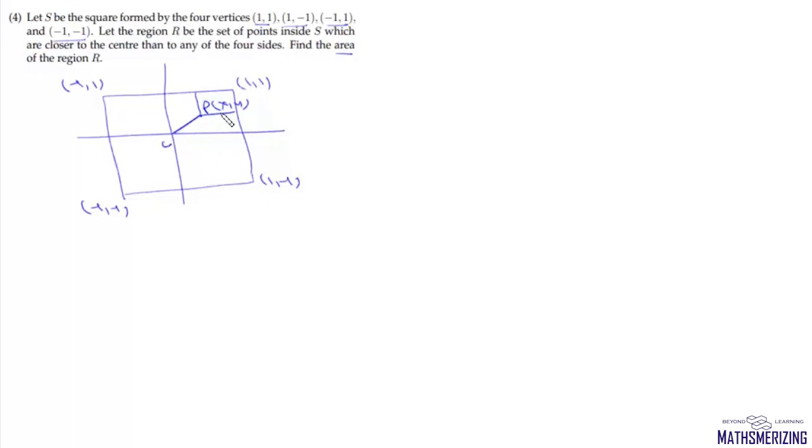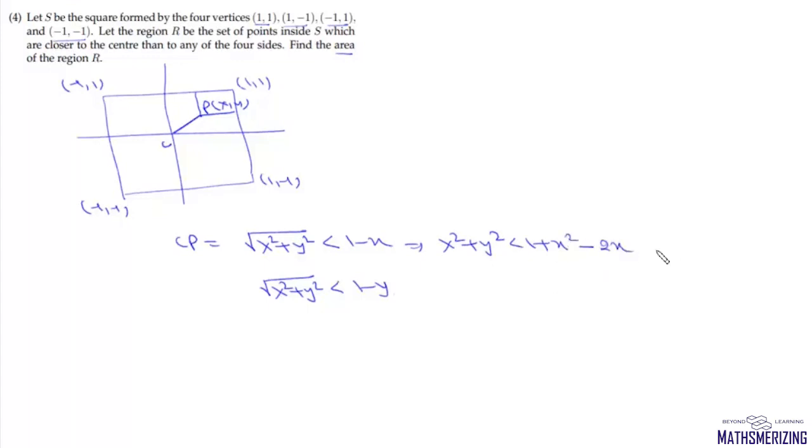Now in the first quadrant, the condition is that CP, which is under root of x square plus y square, should be less than the distance from both the sides, which are 1 minus x and 1 minus y. Now we'll square it, and we'll get x square plus y square is less than 1 plus x square minus 2x. So here x square will cancel. We'll get this result as y square is less than minus 2x plus 1, which is a parabolic inequality.